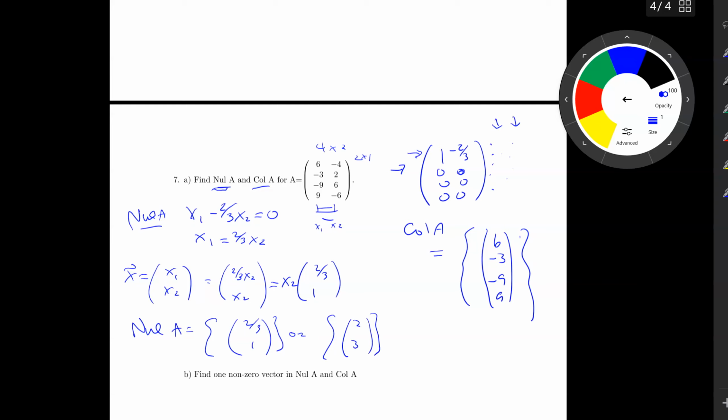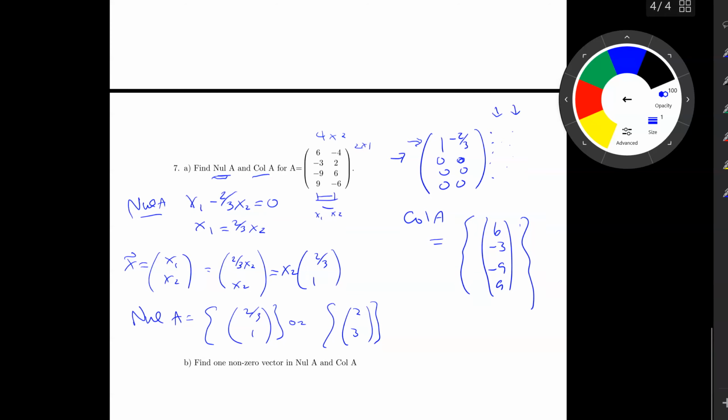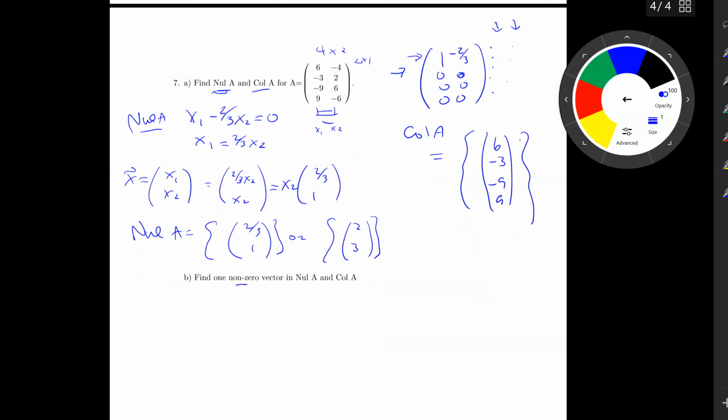I could use the vector (2/3, 1), or I could say (2, 3), right? Since it's a basis vector and x sub 2 is a free variable, I could just put x sub 2 equals 3. Can't always do that, but when you've got a vector that spans a solution set, that's when you can do it. So if I want to find one non-zero vector in null A, I could say (2, 3), or (-2, -3), right? Any linear combination or multiple of this vector.